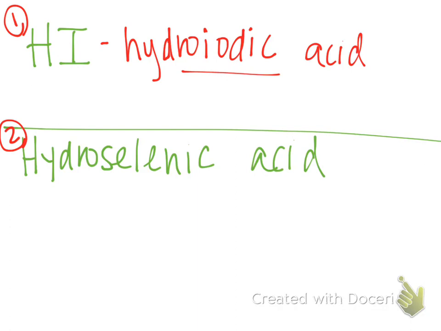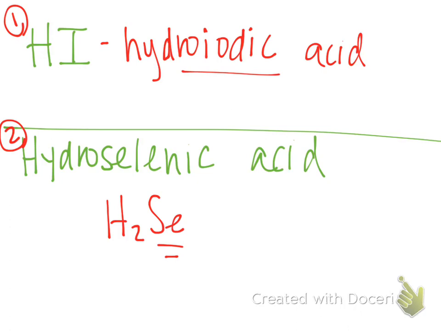Okay, second one, Nathan, why don't you tell me what you got for hydroselenic acid? H2Se. Agreed? Good, perfect. Selenide is a -2, so you need 2 hydrogens to help us with selenide.